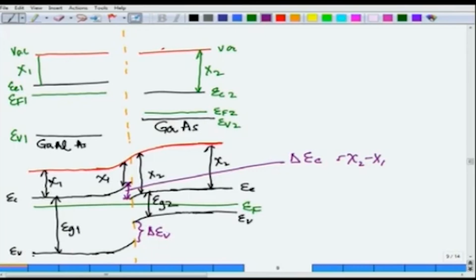Now if I draw only the black lines, then this band diagram looks something like this. I am just copying this for your convenience, with a little bit of clarity. It looks something like this.